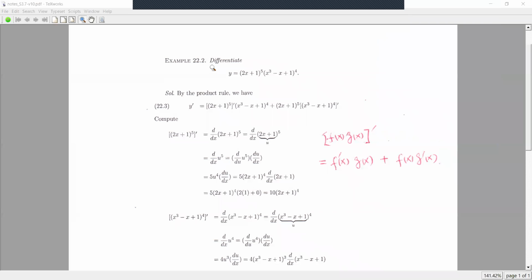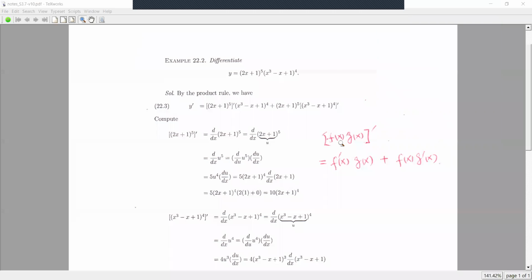Example 2. Differentiate this function. Please note that this function is a product of two functions. The first function is (2x plus 1) to the fifth, and the second function is (x to the third minus x plus 1) to the fourth. Because the function is a product of two functions, to compute the derivative of this function, we need to use the product formula.